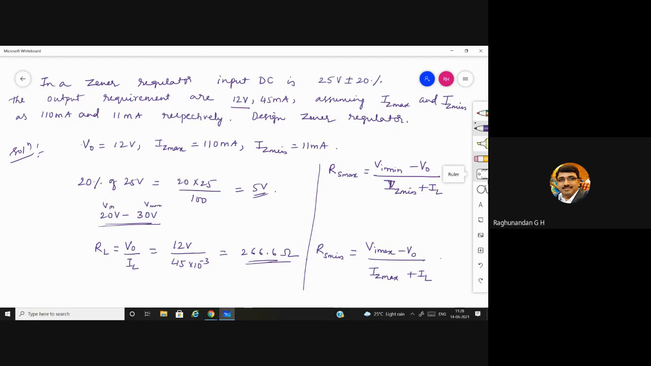Okay, just substitute the value. Minimum value means 20. Output voltage 12 volt. IZ minimum and IL, we know IL is nothing but 45. IZ minimum is 11 milli and IL is 45 milli.